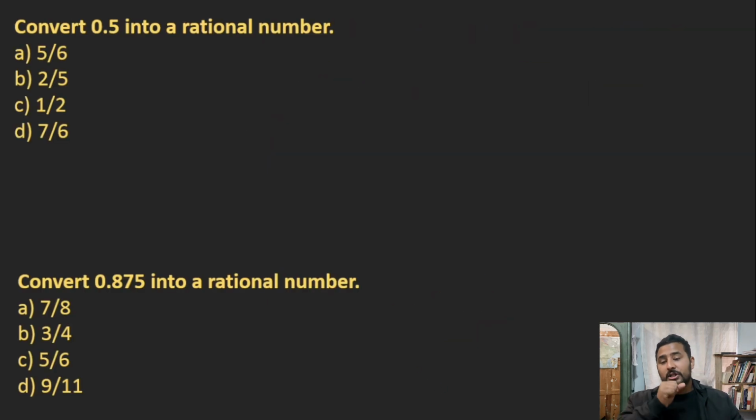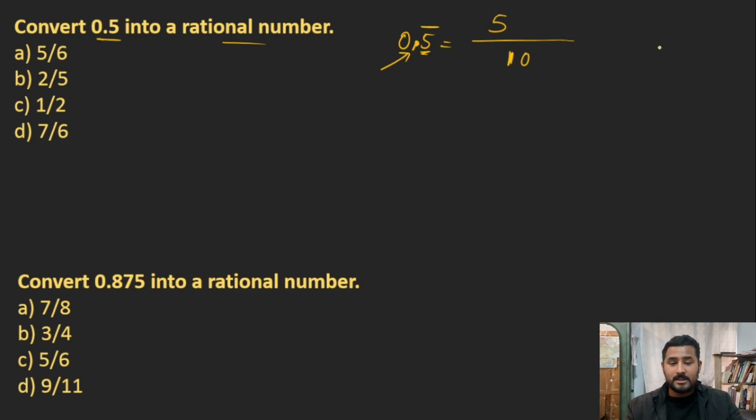So let's see some questions regarding this. Convert 0.5 into rational numbers. Now like I said, how will you convert 0.5? First of all, you will check after this decimal point how many digits? Only 1. So in the denominator, I'll write 10, and in the numerator I'll write just 5. So now you got 5 by 10. This is in the form of P by Q, right? This is the rational number.